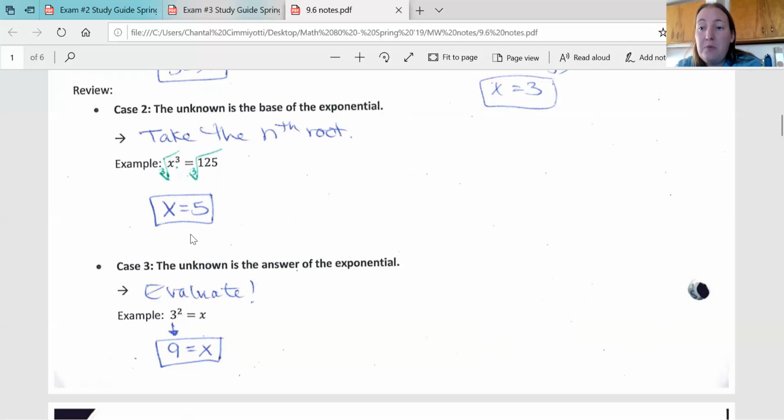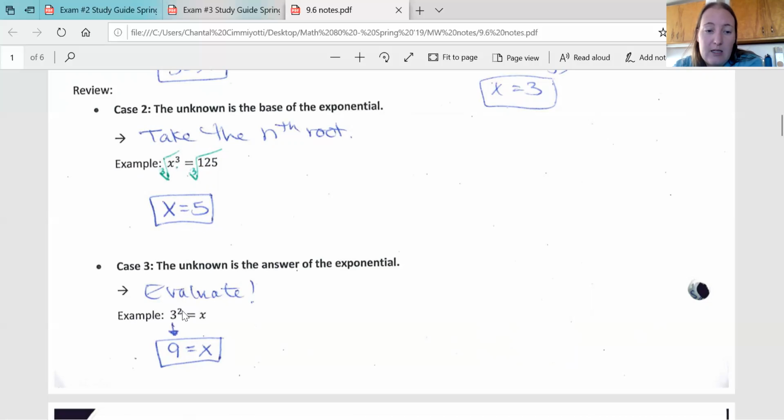Remember, there is an nth root button on your calculator. Some calculators have a cube root, some do not. Most calculators have a square root though. But again, not everything is squared. So you need to know how to do an nth root. So if this was a 5, you know how to do it.